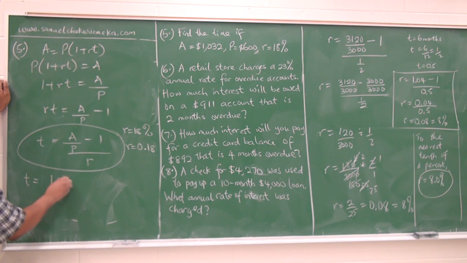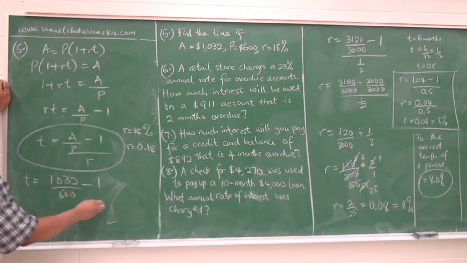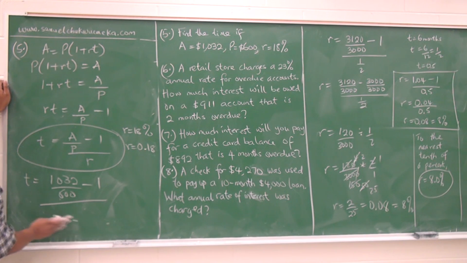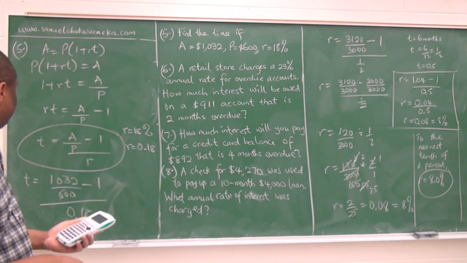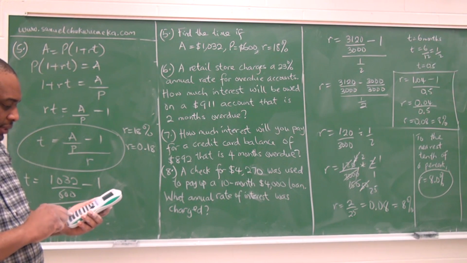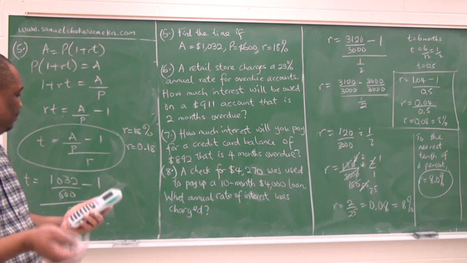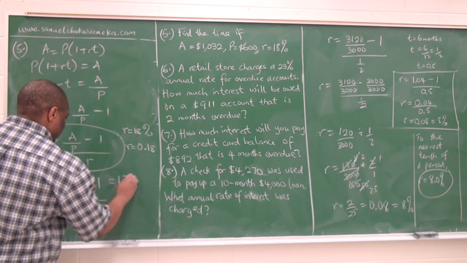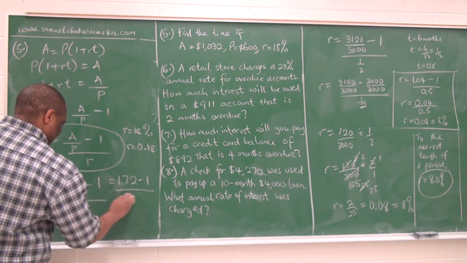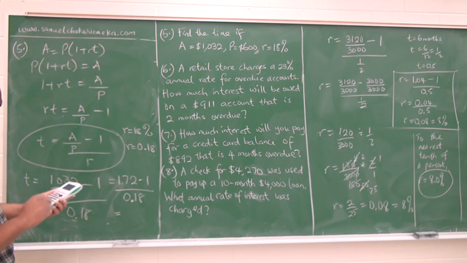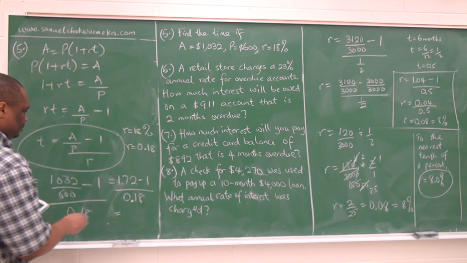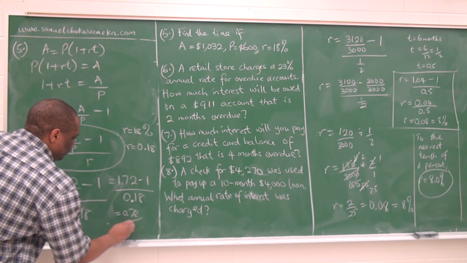So we got other things ready. So this is 1032 over 600 minus 1, all over 0.18. Now, if we do this with the calculator so we can save time, 1032 divided by 600 is 1.72. It doesn't give us a repeating decimal, so we can use that. So 1.72 minus 1 is 0.72, divided by 0.18.